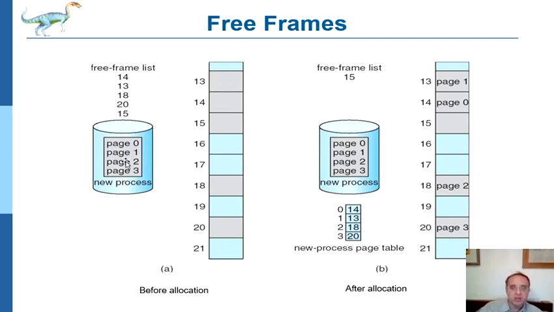Now, if a new process comes along and says, hi, I need frames for my pages 0, 1, 2, 3, and 4, we can stick them anywhere. Here we stick 0, 1, 2, 3. Then we build a page table for this new process. It will say that page 0 is at location 14, page 1 is at location 13. And that's his page table.